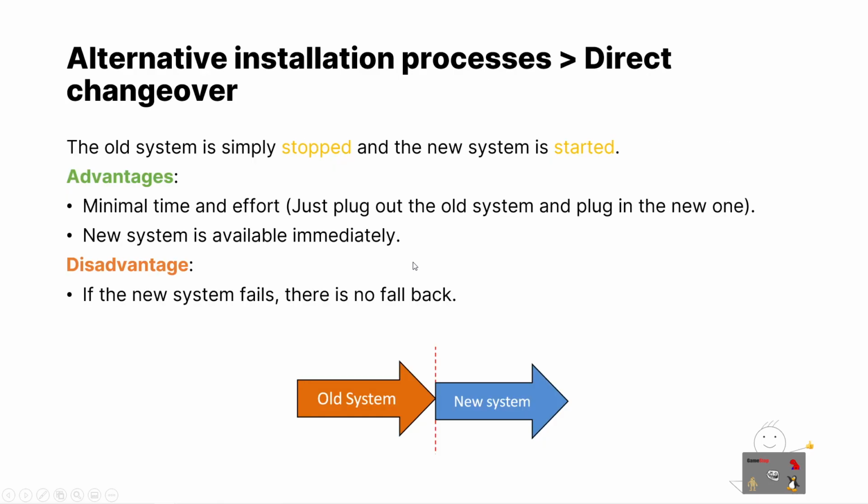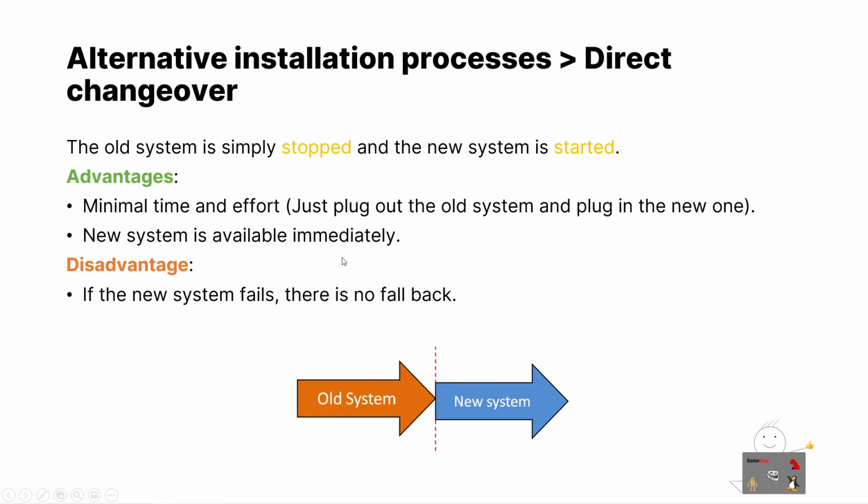Now, going to alternative installation processes. We now have our system ready and we want to make it work in our organization. There are different installation processes. Probably the simplest one is to just stop the old one and start the new one working. It's pretty simple, but probably not the best one for most occasions. An advantage of this is minimal time and effort. We just plug one out and plug the other in, and the new system is available immediately.